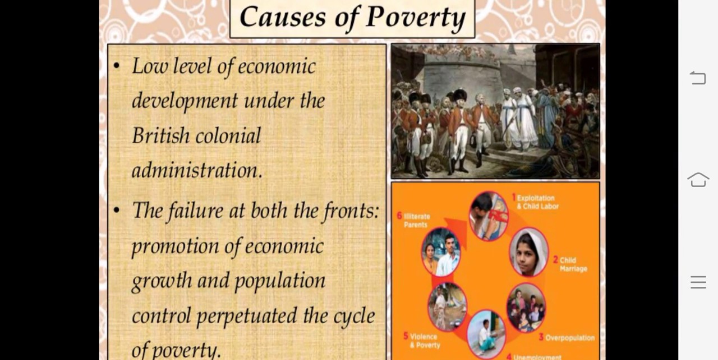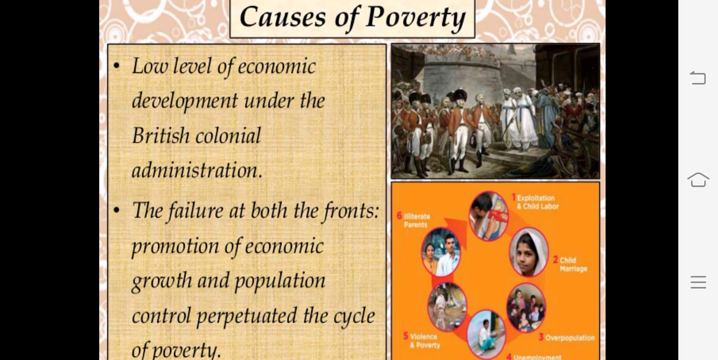Now we have discussed what poverty is. Now, what are the reasons for this poverty? What are the causes of poverty? The first cause here is the low level of economic development under the British colonial administration. When India was under the colonial administration of the British, there was a low level of economic development.